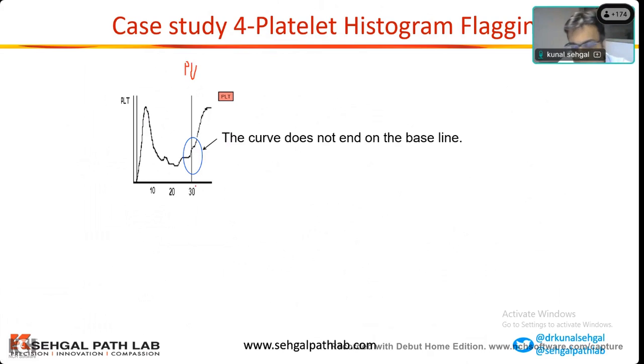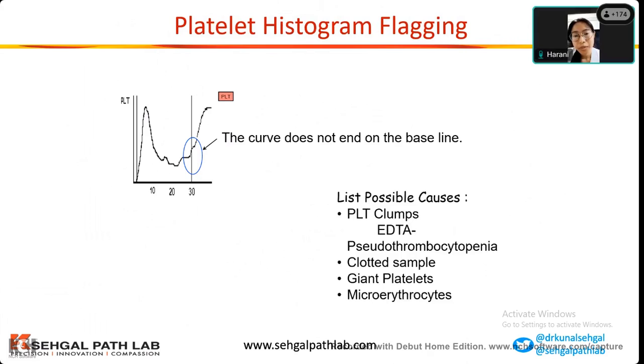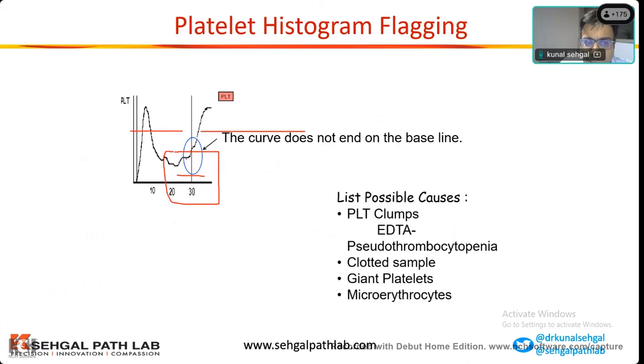not meeting the baseline. What would be the causes? It could be either fragmented RBC, platelet clumps, microerythrocytes. So the same causes as there were for the RL flag: platelet clumps, clotted sample, giant platelets, microerythrocytes, erythroid fragments, because both are the same histograms. The machine does not know whether this is platelet or RBC. It is measuring only particles. Based on the size and the curve, it says smaller ones are platelets, larger ones are RBCs. But if there is confusion for the machine when there are giant platelets or clumps or small RBCs, there's an overlap in size. The machine does not know how to count it.